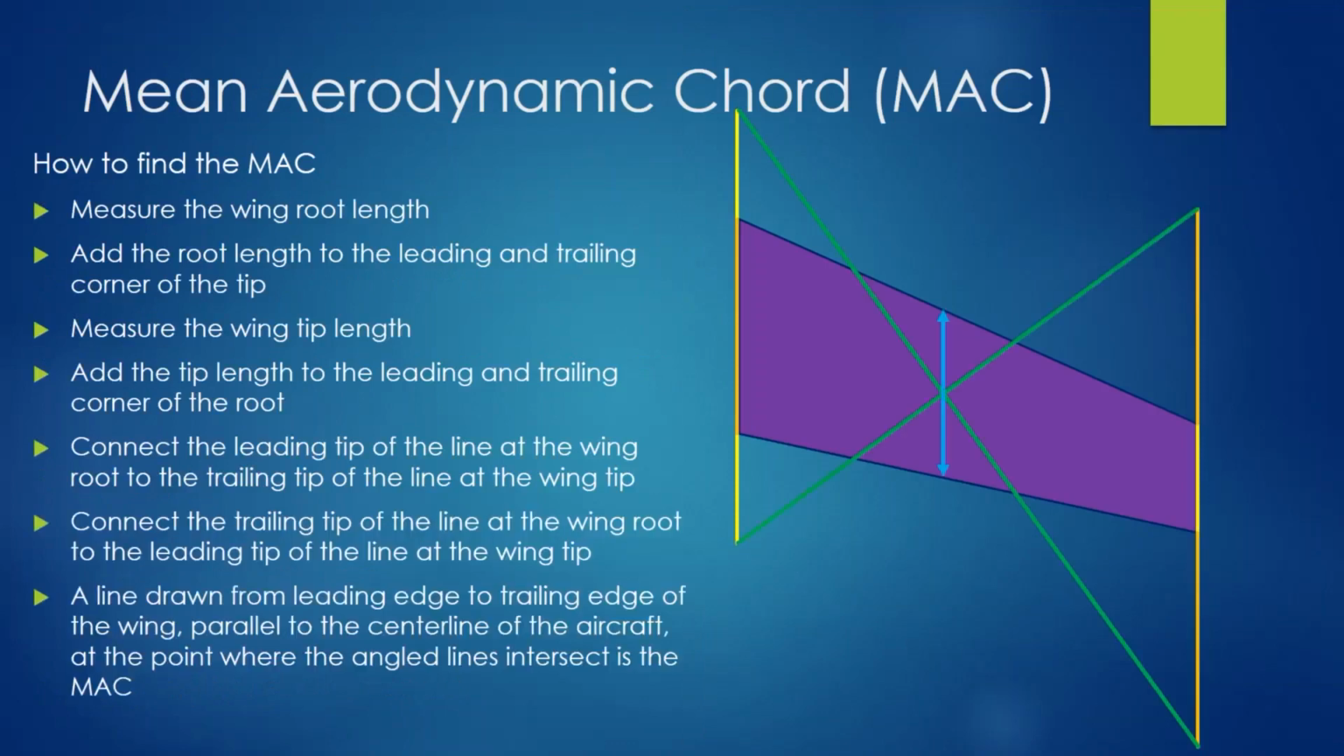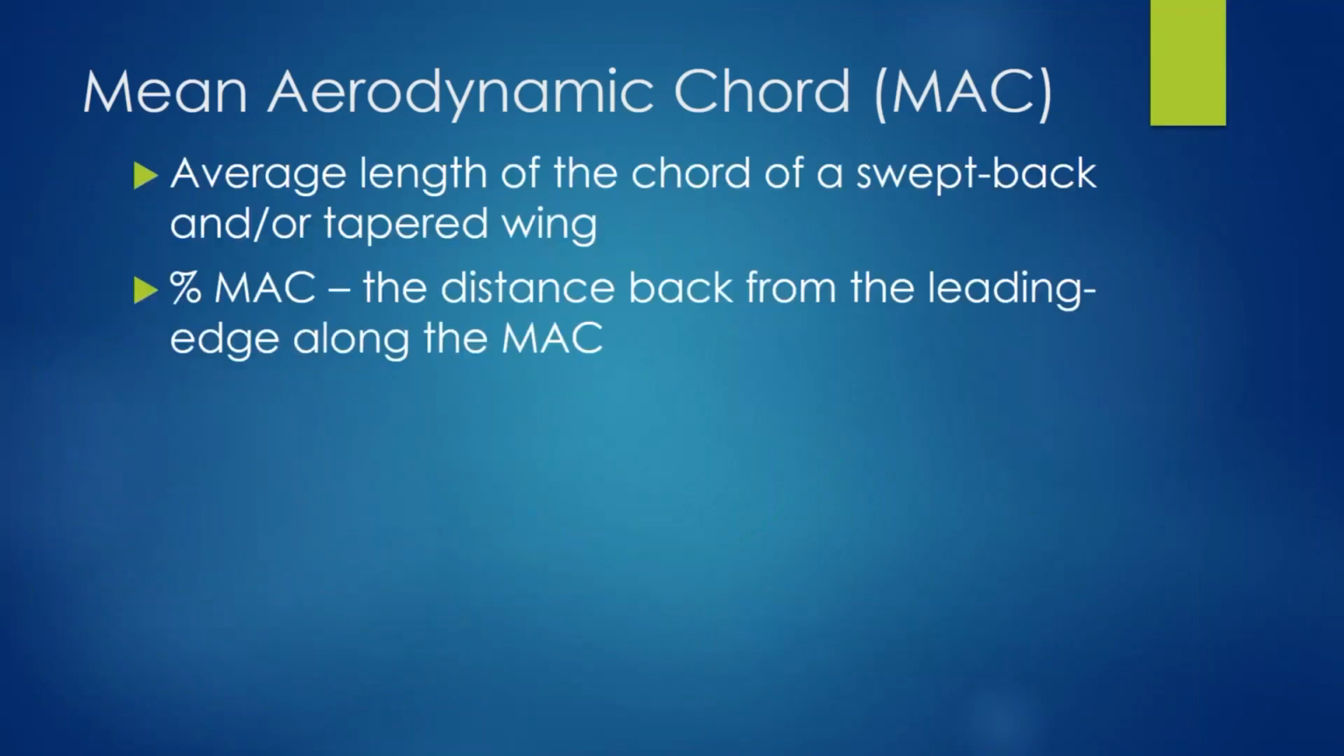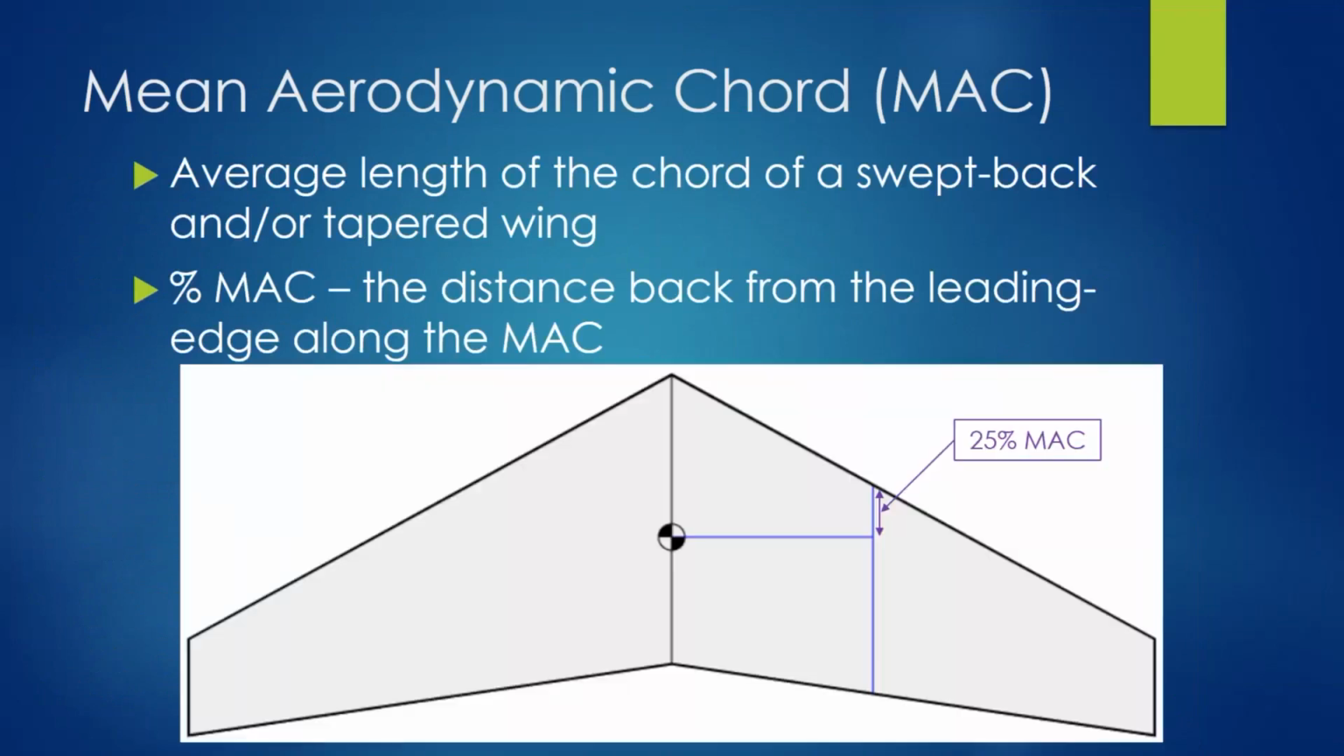So we found our mean aerodynamic chord. We've got about 8% of this line that we can play with. What it is, is the average length chord of the swept-back wing, and it's the distance back from the leading edge along the MAC. So, for instance, if our CG falls in this location, it's 25%. It's a quarter of the way from the leading edge to the trailing edge, from the front to the back.